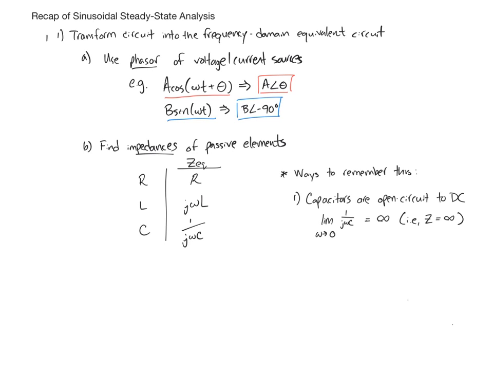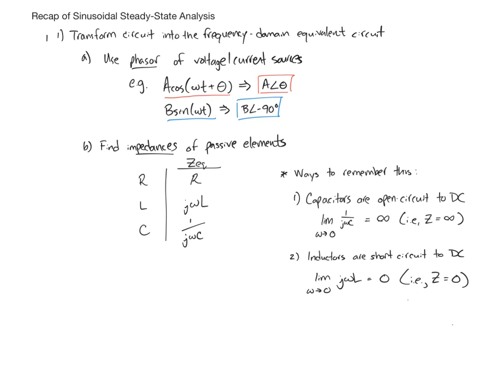So a couple ways to remember this. First, recall that capacitors are open-circuited in DC conditions. DC conditions is like a frequency of 0. So if we take the limit of the impedance of a capacitor as the frequency goes to DC conditions, we see that that approaches 1 over 0, which equals infinity. In other words, the impedance of a capacitor in DC conditions is infinite. In other words, an open circuit.